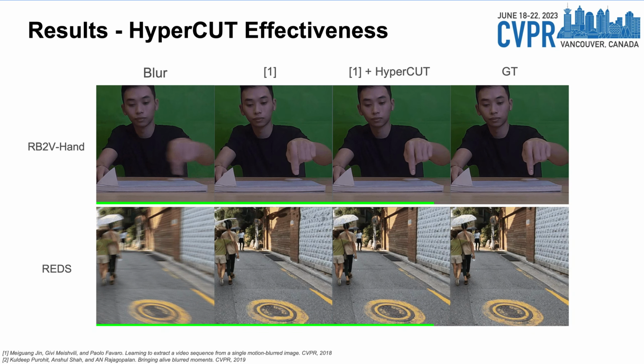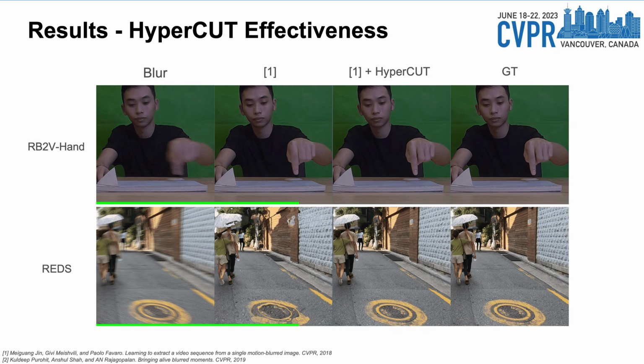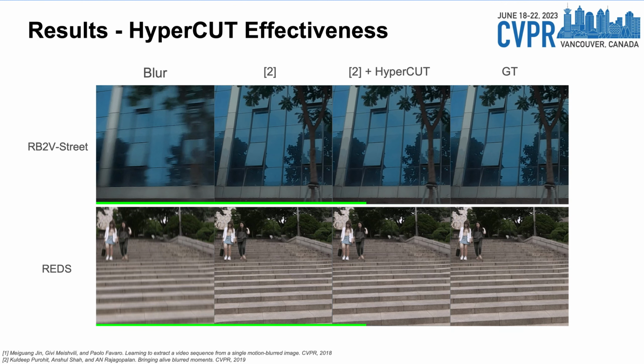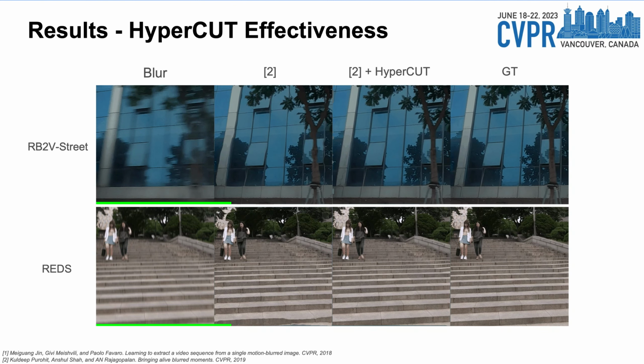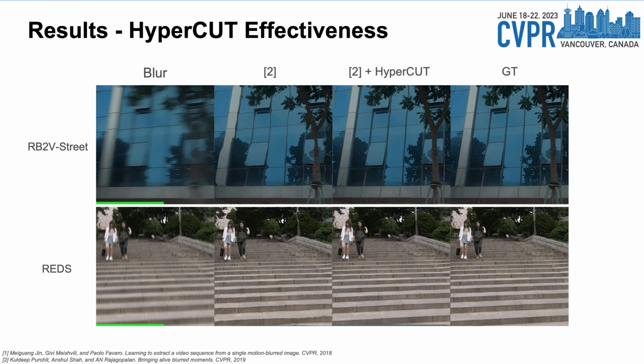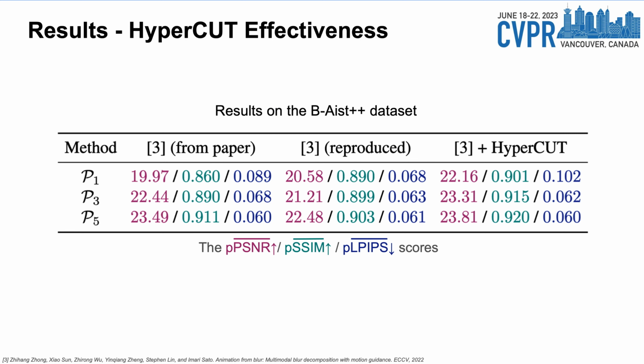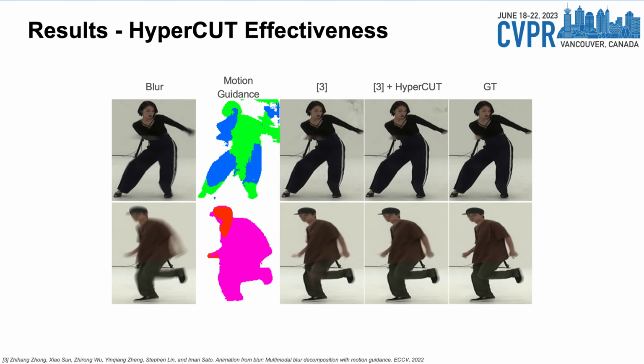This is the qualitative result of two baseline methods compared to our HyperCUT-based model. Next, for a fair comparison, we reproduce the deep learning result of the motion guidance paper and apply HyperCUT with the same motion guidance input. Our model still outperforms the result from the original paper and the reproduced version. And this is the qualitative result.